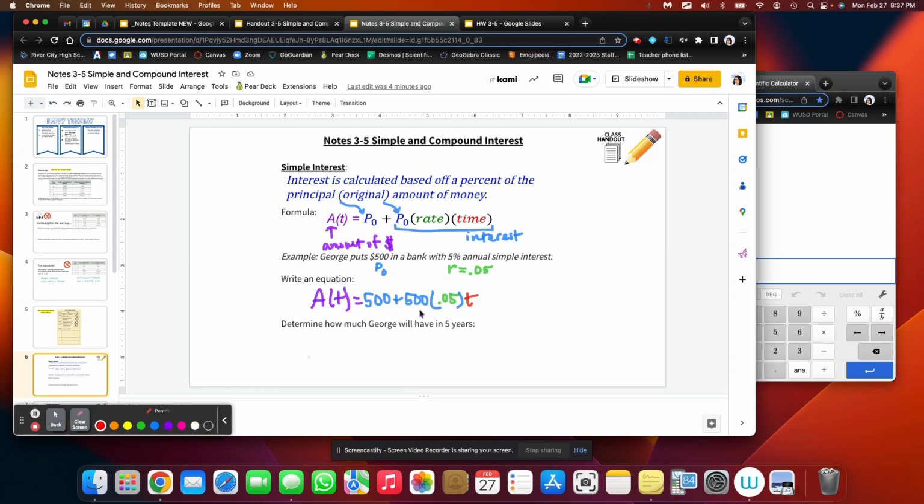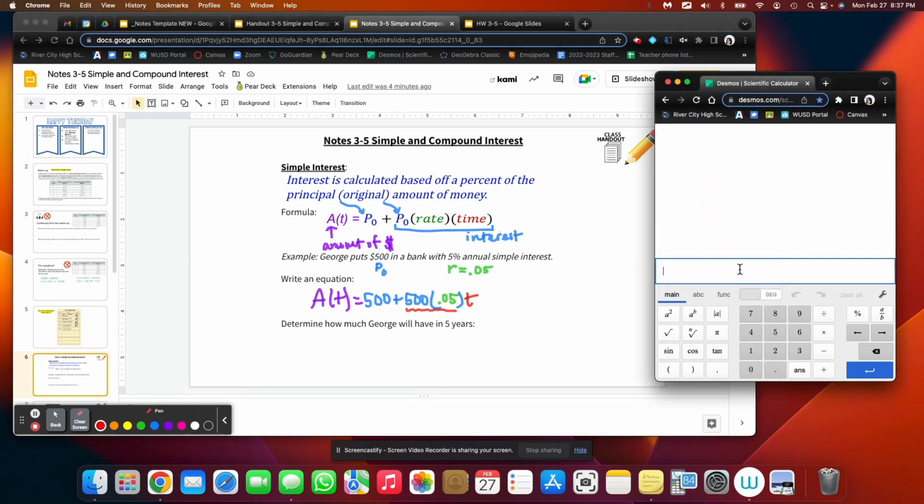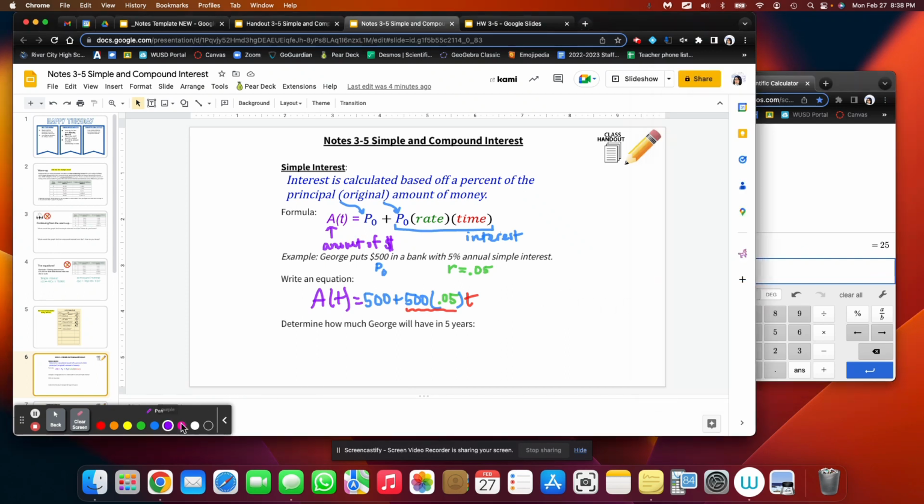Well, this can be further simplified. I'm just going to do 500 times 0.05. That's going to tell us how much interest is being added each year. So that's 25. So the simplified version of this is going to be A of t equals 500 plus 25t. So 500 is the original amount, and then $25 of interest is added for every year. And that 25 came from multiplying 500 times 0.05.